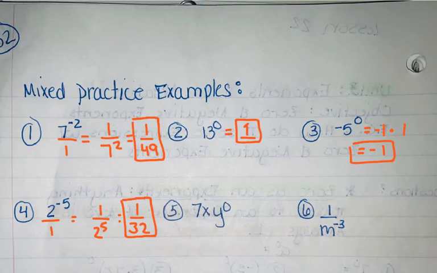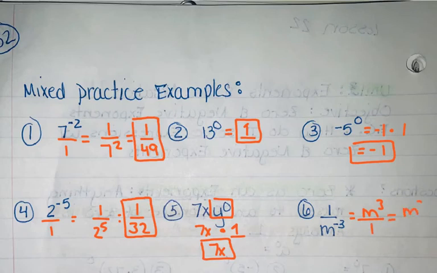Okay, note that only the y is raised to the 0 power. So this is saying 7x times 1, which is 7x. I have a negative exponent, so I need to flip that. So this would become m to a positive 3 over 1, or just m to the 3rd.